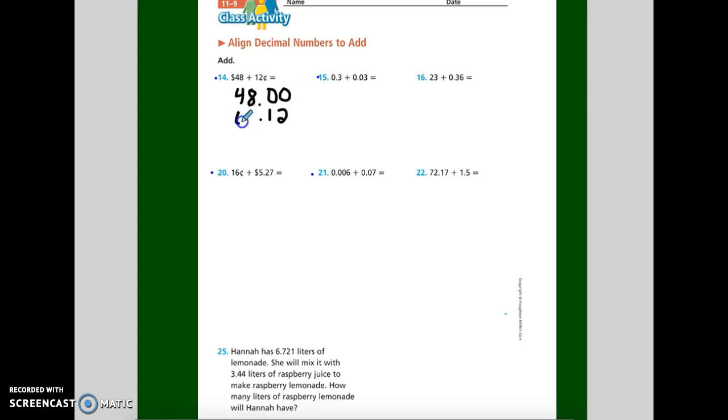And you can add zeros here. Remember, we've talked about how adding zeros here doesn't change the value. But then I'm going to add. All right. Now, if your decimals are lined up, then you just add straight down.